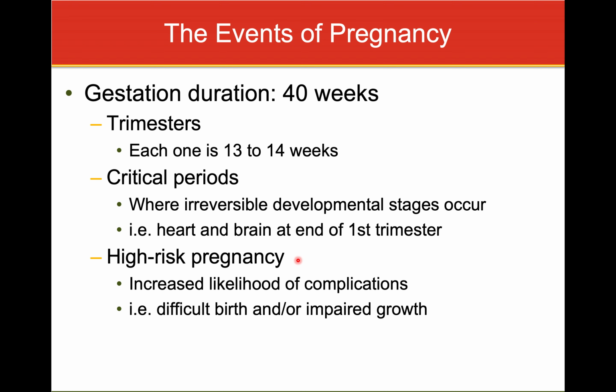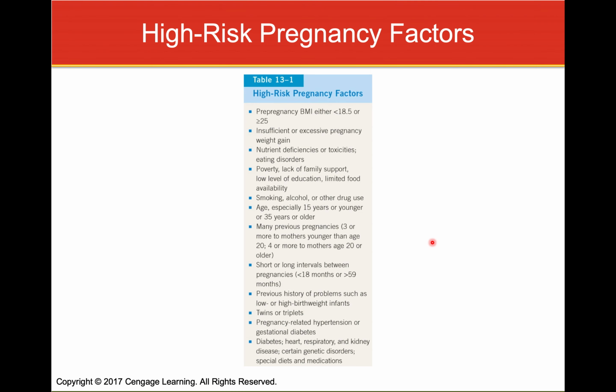The last thing here is the concept of high-risk pregnancies. And a high-risk pregnancy is one in which there's an increased likelihood of complications. So some complications would be a difficult birth and or impaired growth. With this, we can carry over our conversation from last lecture about risk factors. There are various risk factors that make someone at high risk for pregnancy.